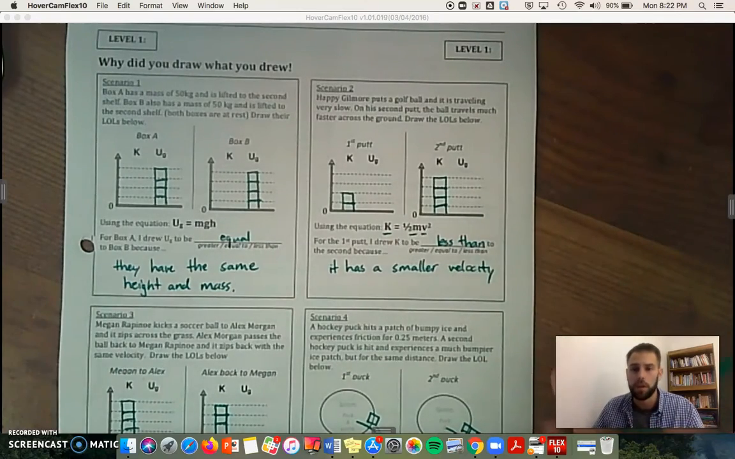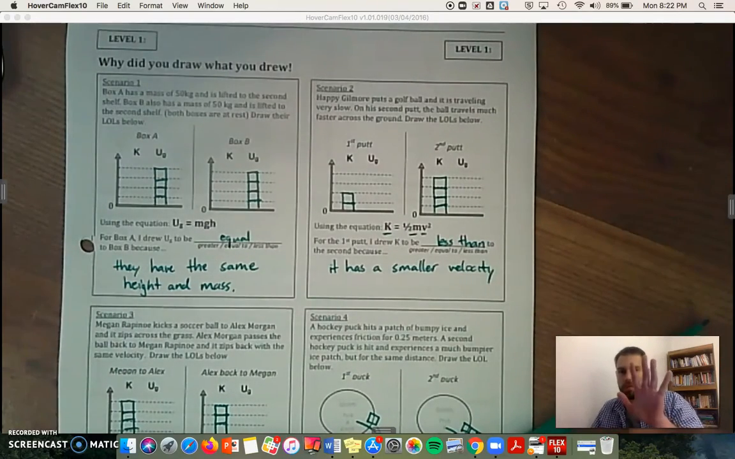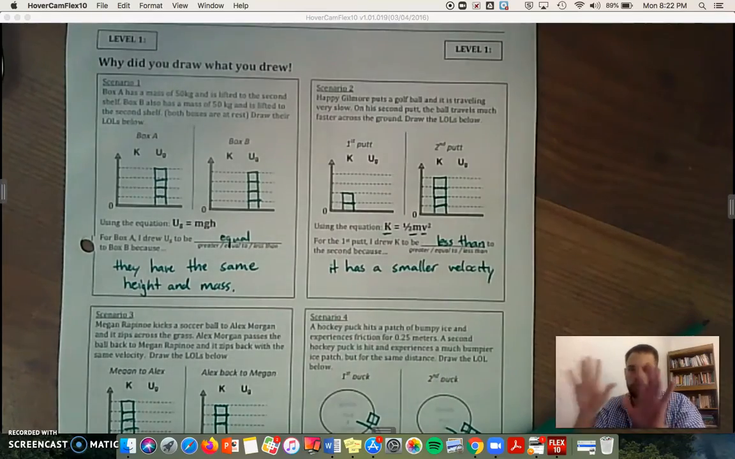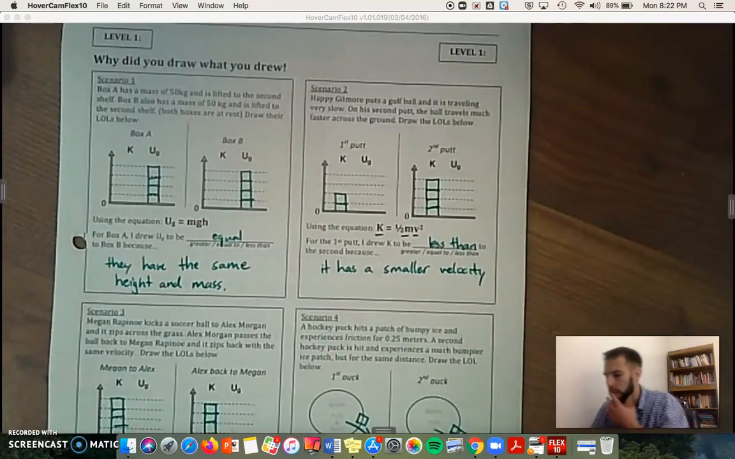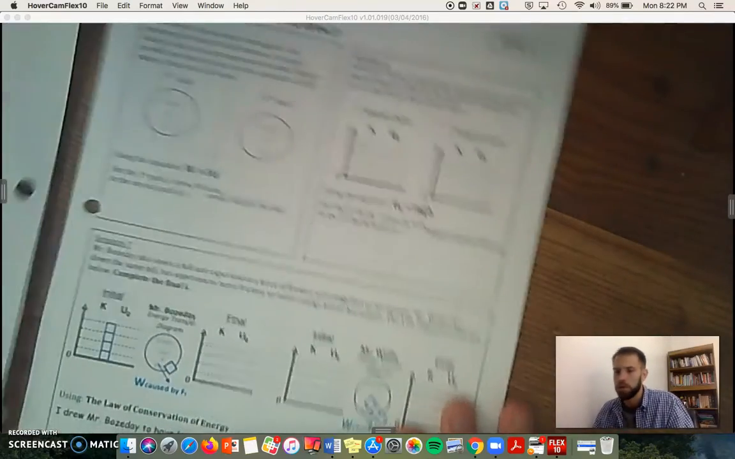So really what you're doing is you're saying what you drew, and then why you drew it. So it's always a physics concept. So describing your model, why did you draw that? All right, so that's what page 2 is going to look like right here.